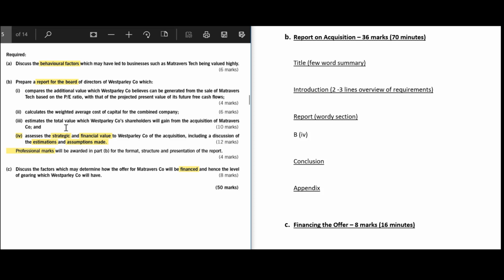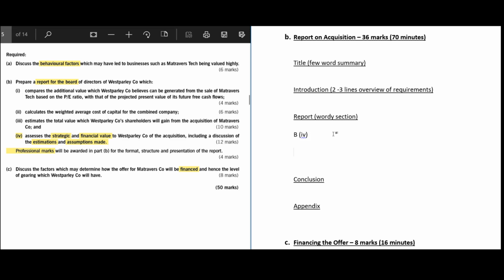But they're actually asking you to do 4 little bits in there. So there's strategic and financial value. There was then estimations and assumptions made. So I'd use those as subheadings. So I'd use strategic value, just to make sure you are covering them all off. I'd then have financial value. I'd then have estimations and assumptions.